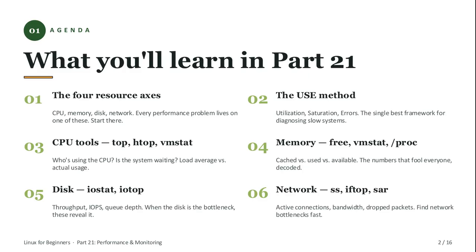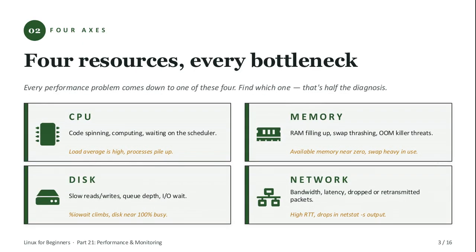Here's the path we'll walk together. We'll start with those 4 resource axes: CPU, memory, disk, and network. Then layer on the USE method: utilization, saturation, and errors, which is the single best framework for diagnosing a slow system. From there, we go tool by tool: top, atop, and vmstat for CPU, free and proc for memory, iostat and iotop for disk, and finally ss, iftop, and sar for the network. By the end, you'll know exactly where to look first. So let's meet the 4 axes.